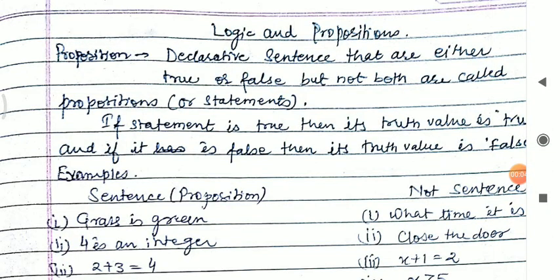Today we are starting logic and propositions. First of all, the definition of proposition. A proposition is a declarative sentence that is either true or false, but not both. Then it is called a proposition. A simple sentence which may be assigned a value true or false, but not both, is called a proposition.